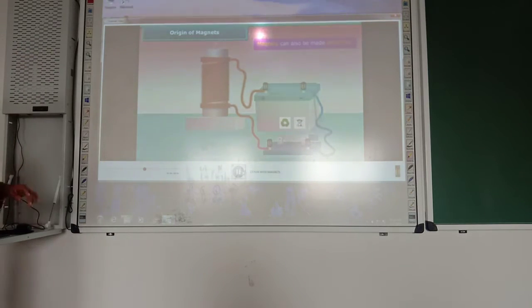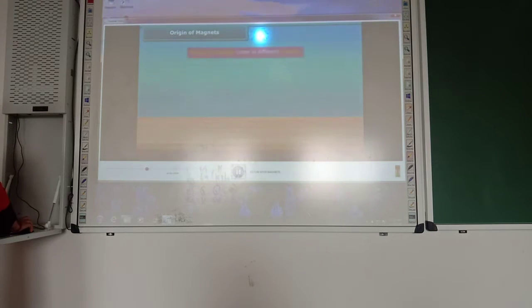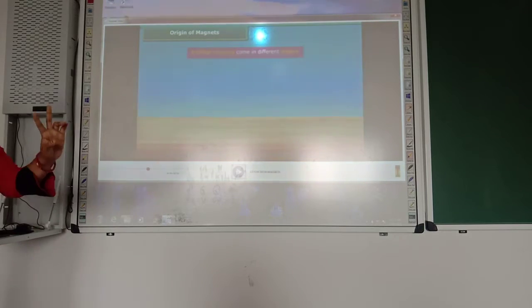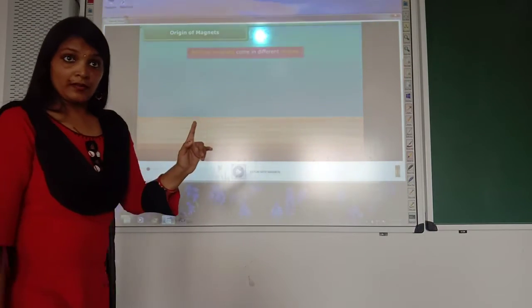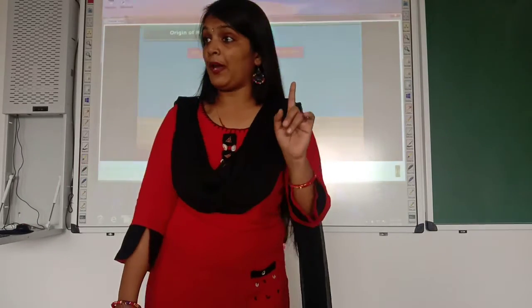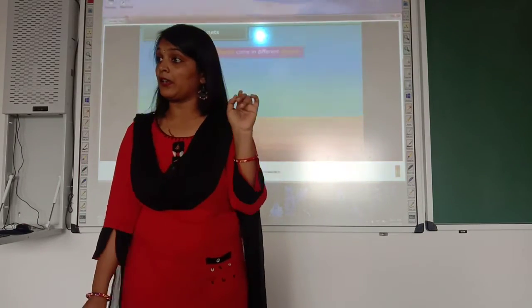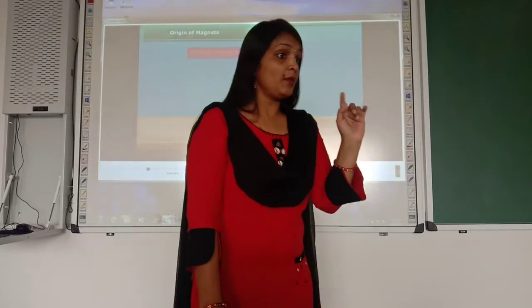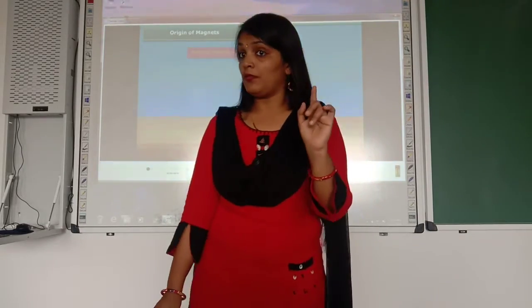Magnets can also be made artificial. However, the process of making artificial magnets is a recent discovery. Artificial magnets come in different shapes. For example, first we read about the natural magnet. The name of the natural magnet is magnetite. Now this is the artificial magnet that is made by human beings.